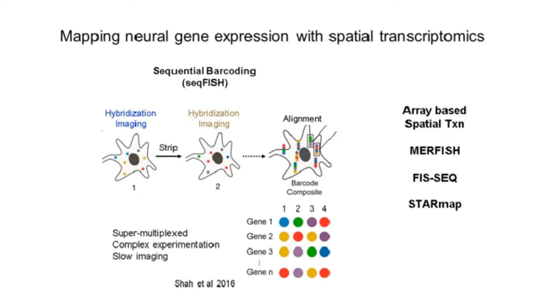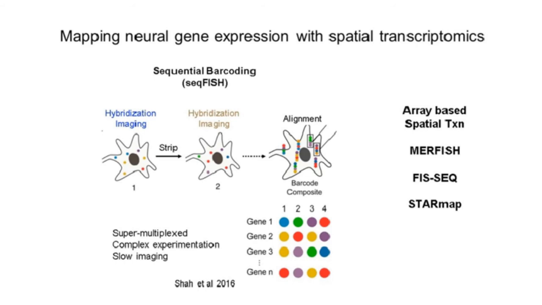but recent years have also seen the proliferation of highly multiplexed in situ hybridization and sequencing technologies. So these new methods allow you to use multiple cycles of probe hybridization, imaging, and probe stripping to visualize many, many genes at the same time.